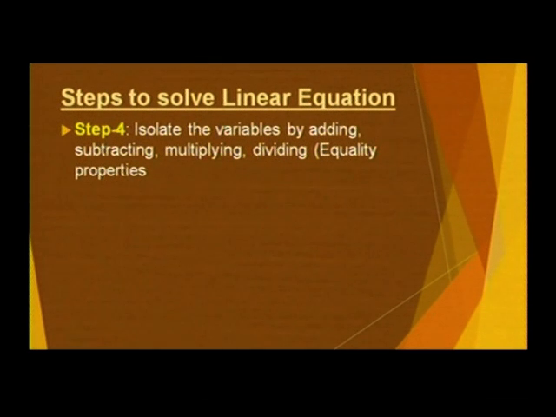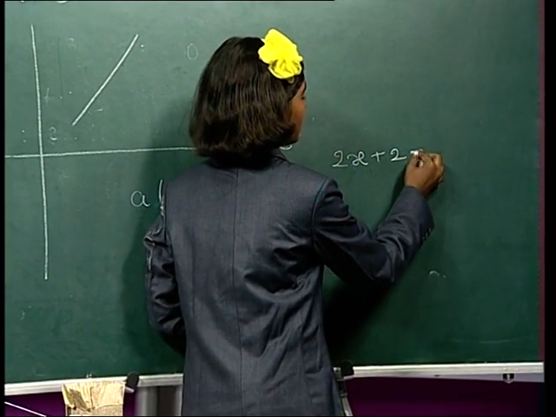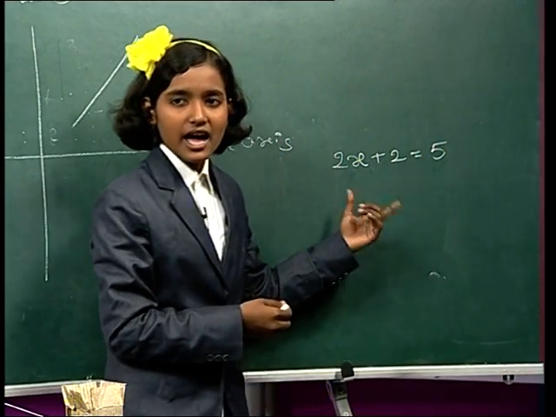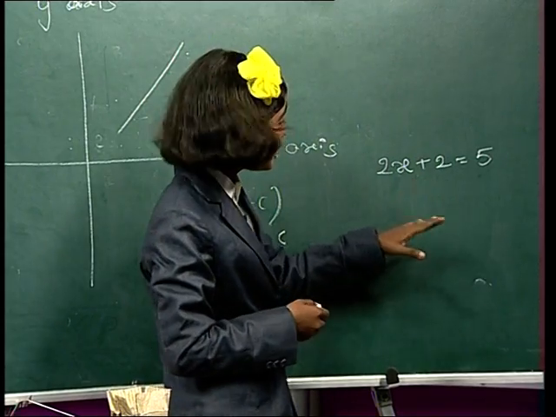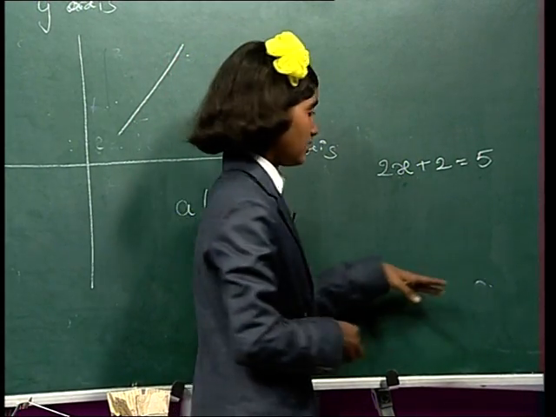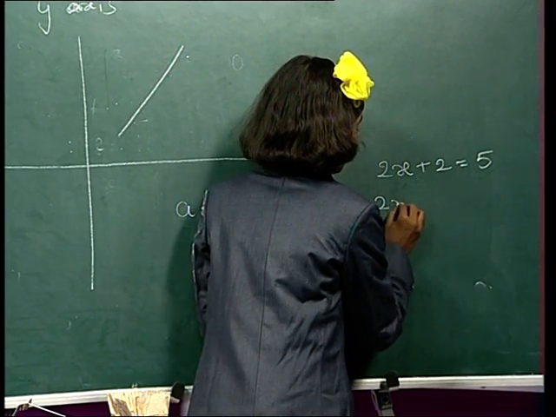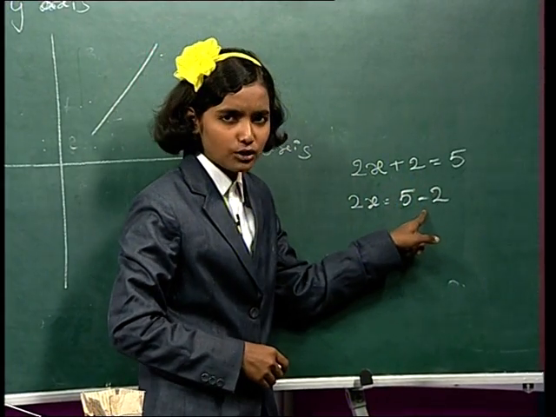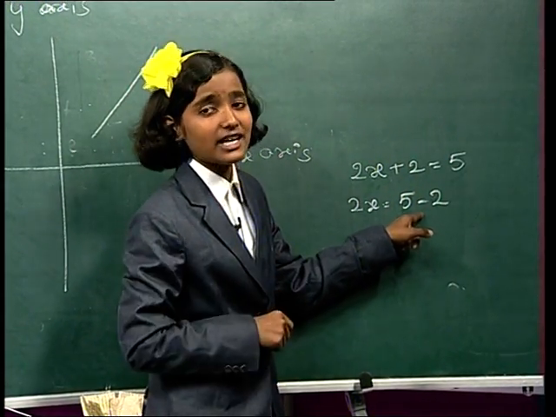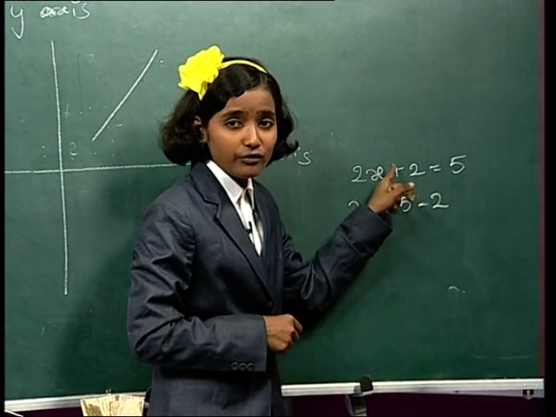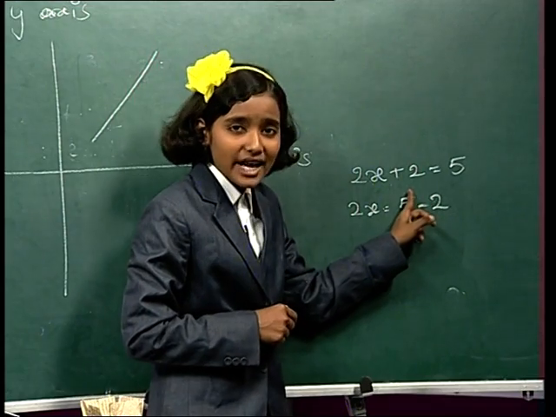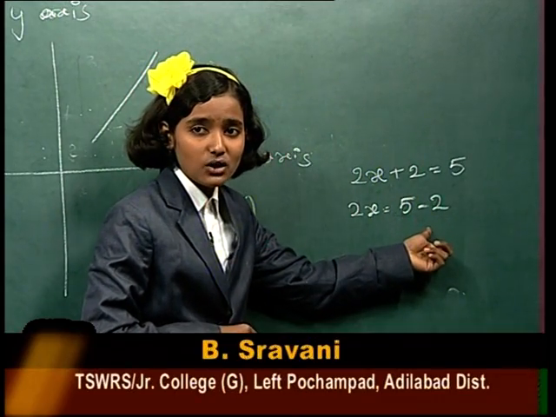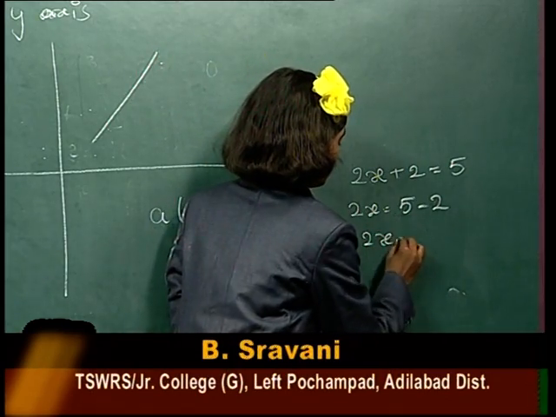Suppose, as an example, friends, 2x plus 2 is equal to 5. How to solve, how to isolate the value? Let us check. Here 2x is equal to 5 minus 2. Why does 2 become minus? Do you know, friends? Yes, you are absolutely correct. Here it has the plus value. When it goes to the RHS, it becomes a minus value. So, 5 minus 2 is equal to 3. 2x is equal to 3.